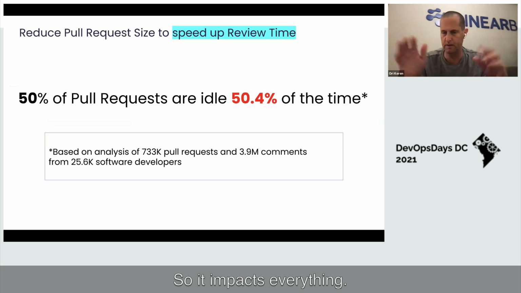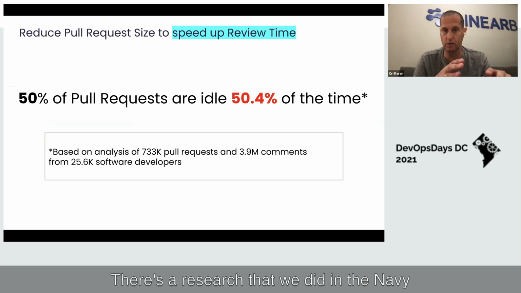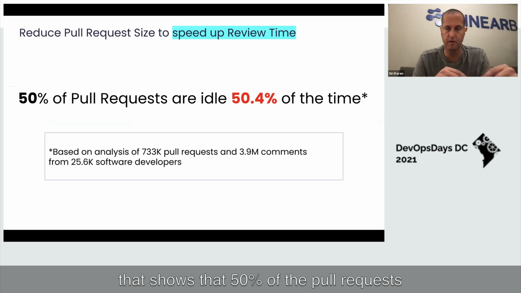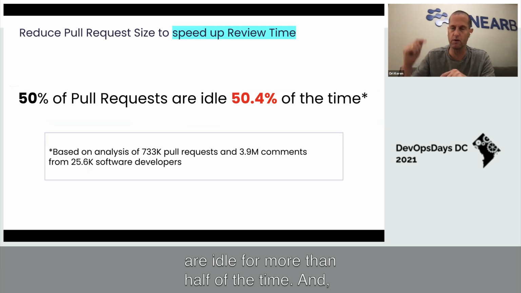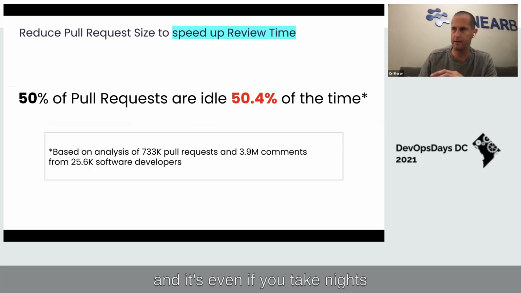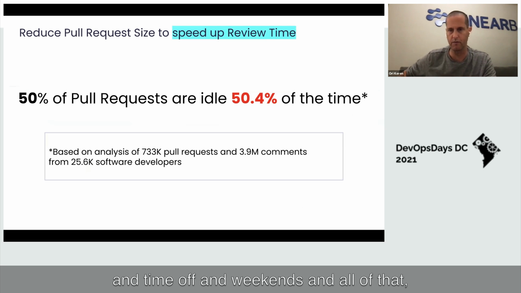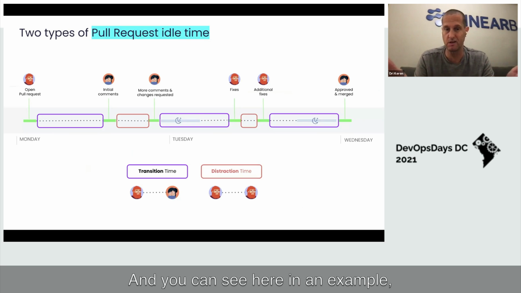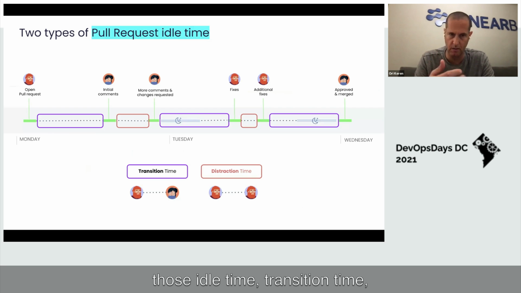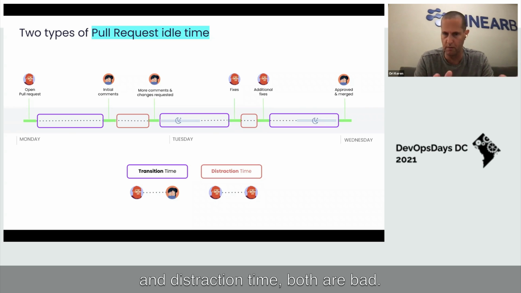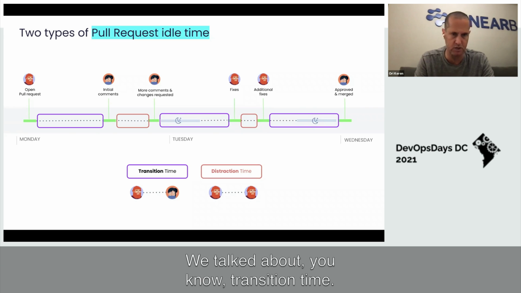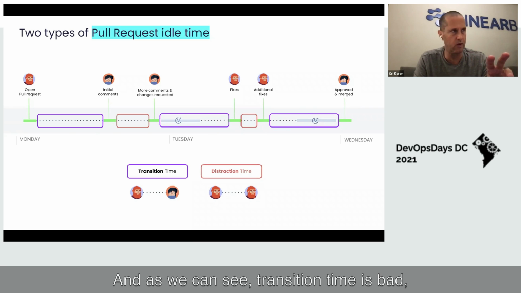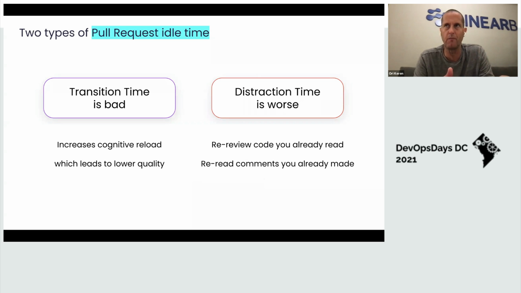So it impacts everything. There's research that we did at LinearB that shows that 50% of pull requests are idle for more than half of the time. Even if you take out nights, time off, and weekends, they're still idle for more than half of the time. You can see here an example of the two types of idle time: transition time, where you can see a lot here, and distraction time. Both are bad.